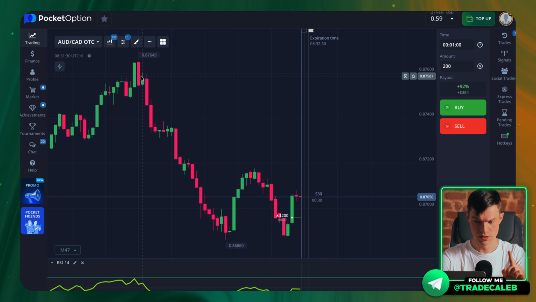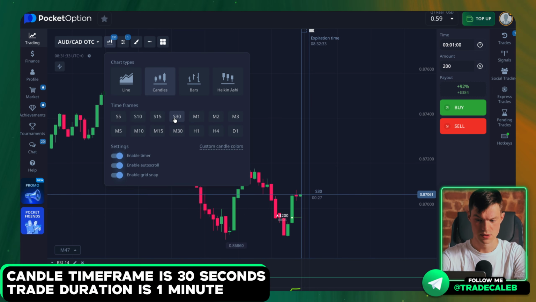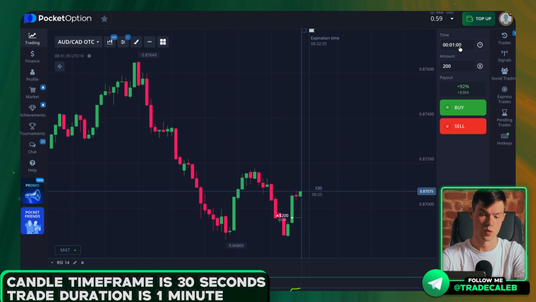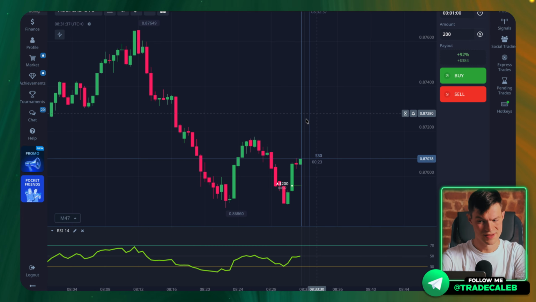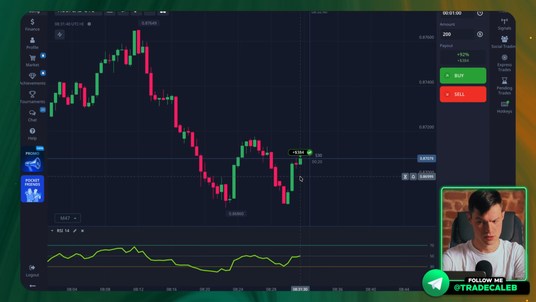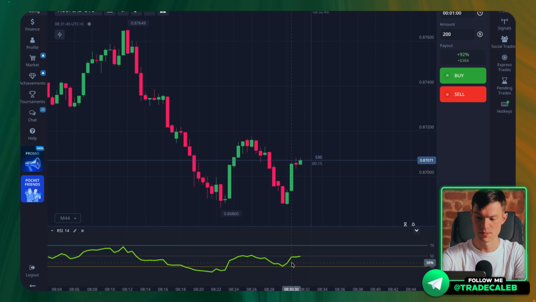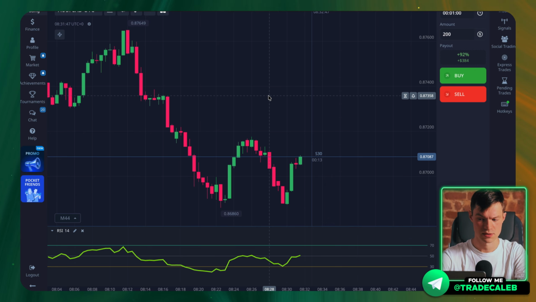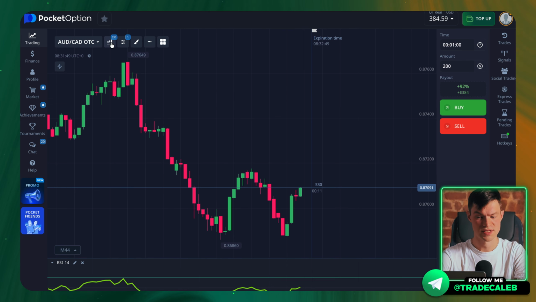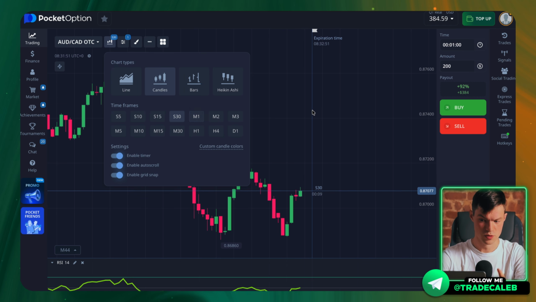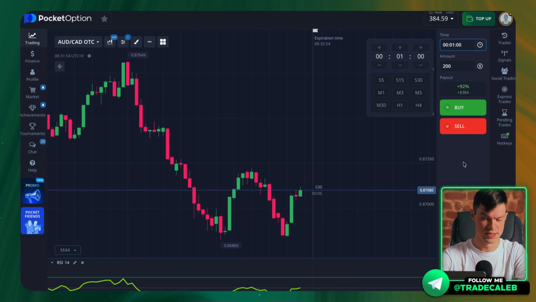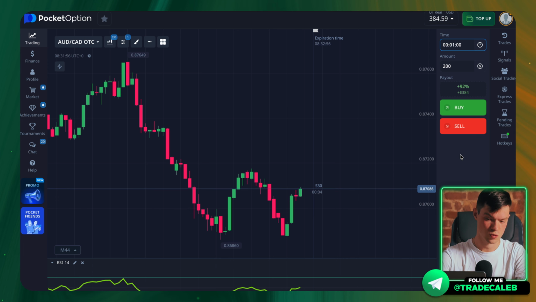Note that my candlestick time frame is 30 seconds, and my trade duration is 1 minute. I want to warn you that this strategy implies long trades. That is, it's not guaranteed that the price will move in your favor immediately after a divergence is detected. Therefore, if your candlestick time frame is 1 minute, your trade duration should be at least twice that, meaning at least 2 or maybe 3 minutes.